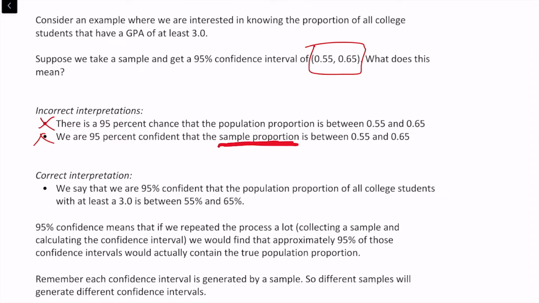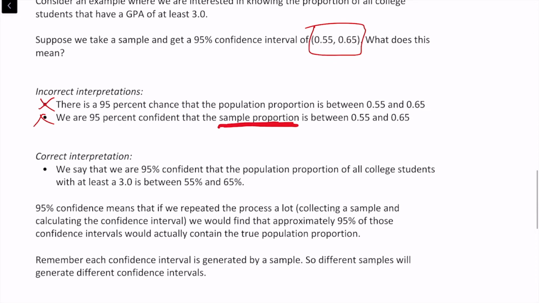So what is the correct interpretation? It is this. We say that we are 95% confident that the population proportion of all college students with at least a 3.0 is between 55% and 65%, or 0.55 and 0.65, either one. So the key here is that we are saying that we are 95% confident. We're not saying there's a 95% chance or any of that.